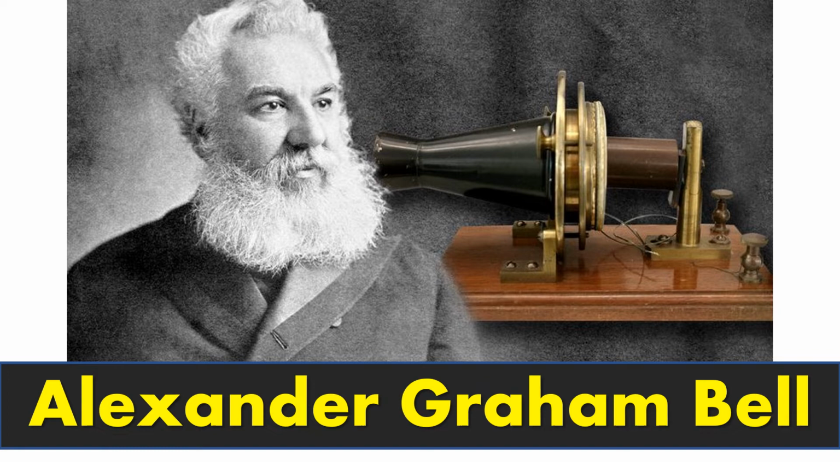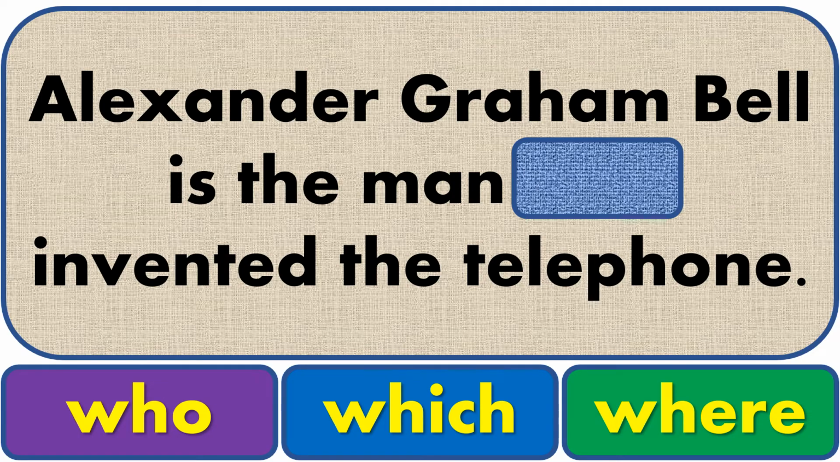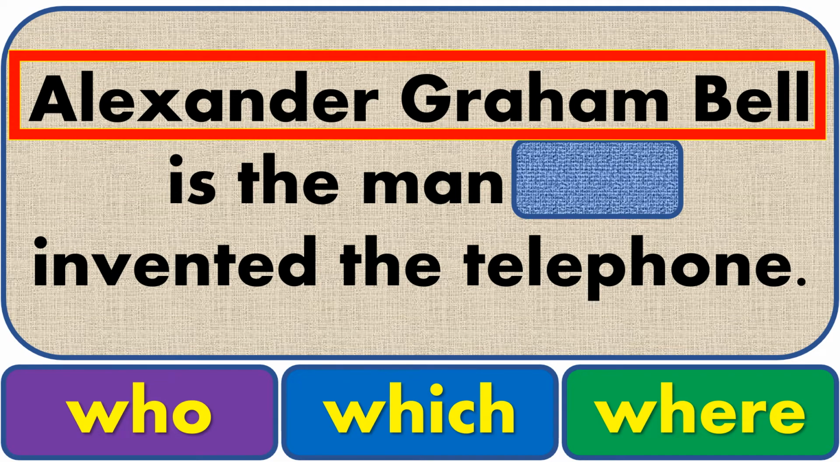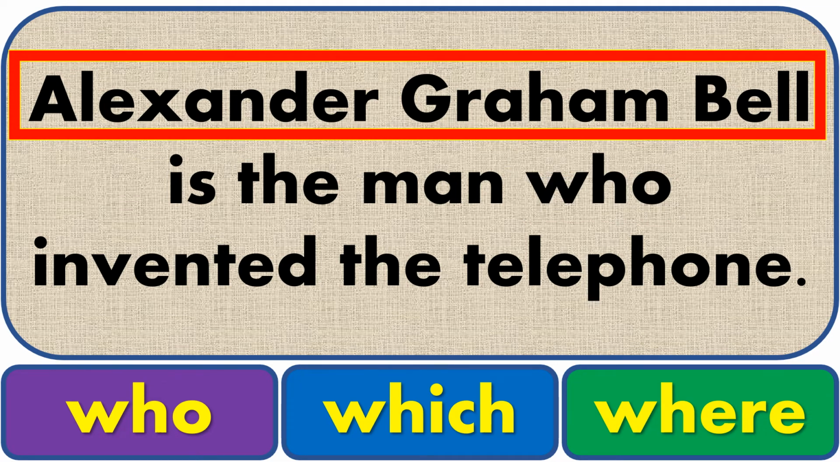This first sentence is about Alexander Graham Bell. Now, go ahead, pick one. Would you use who, which, or where to finish this sentence about Alexander Graham Bell? We're giving more information about Alexander Graham Bell, so should we start that relative clause with who, which, or where? Hopefully you know by now that because we're talking about Alexander Graham Bell, a very famous person, we should use who. Alexander Graham Bell is the man who invented the telephone.